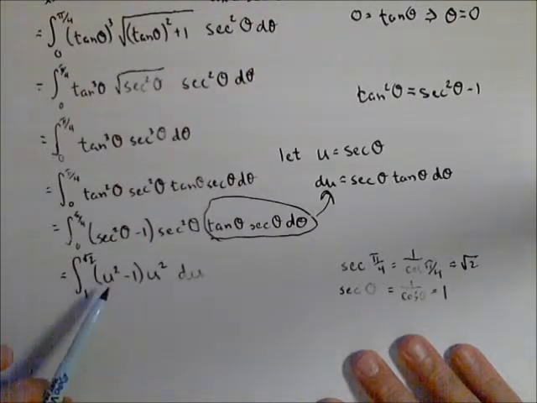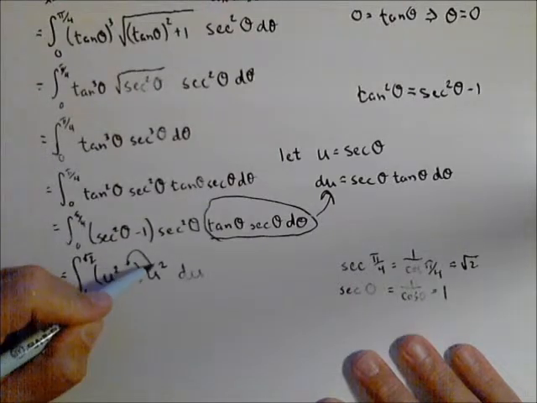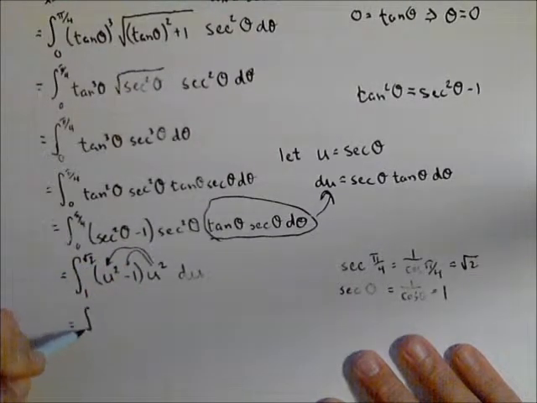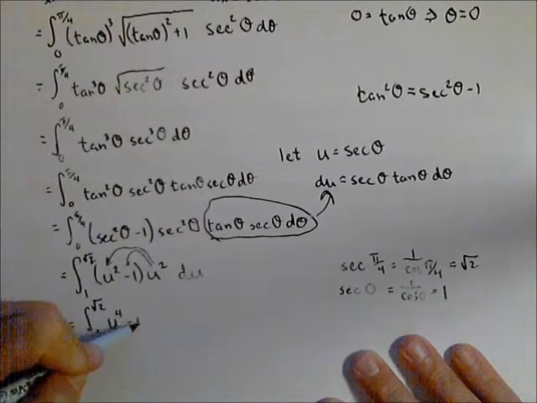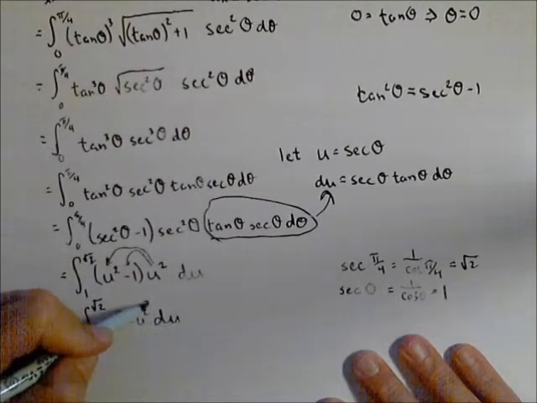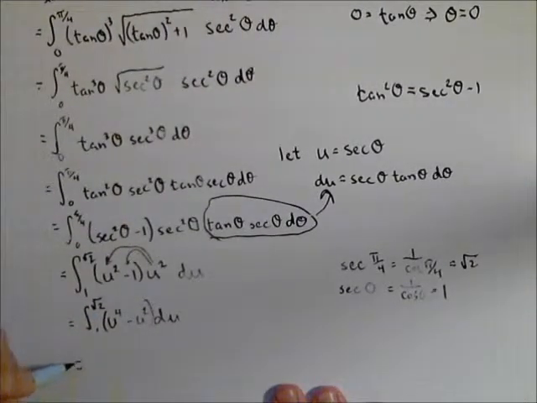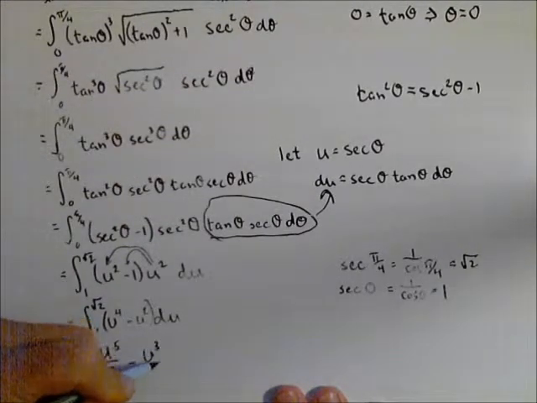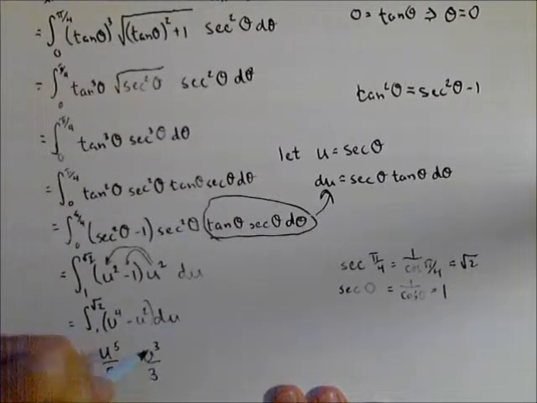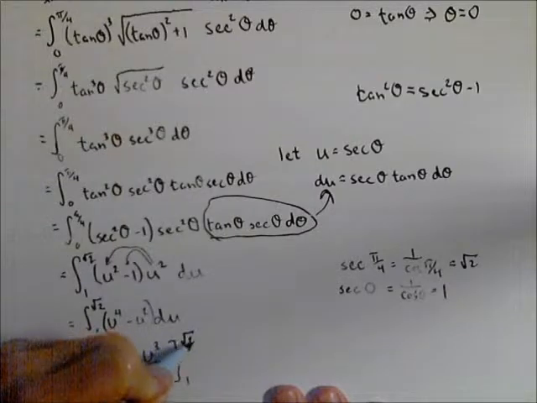The only goal I have left is to solve this thing. That's going to come from distributing the u squared. So 1 to rad 2 of u to the 4th minus u squared du. And now, taking my antiderivative. U to the 5th over 5 minus u cubed over 3. It's a definite integral, so no need for the plus c, from 1 to rad 2.